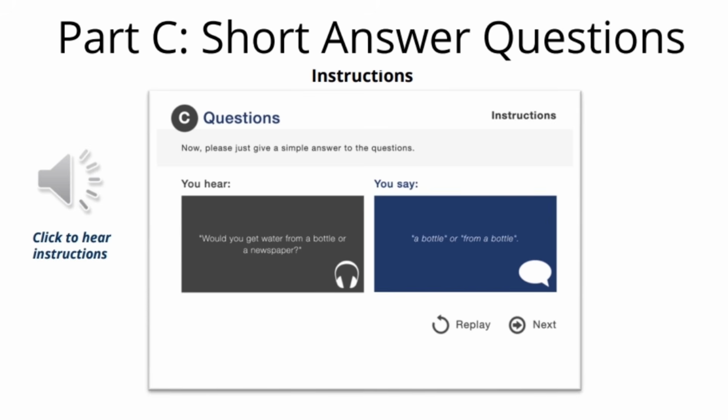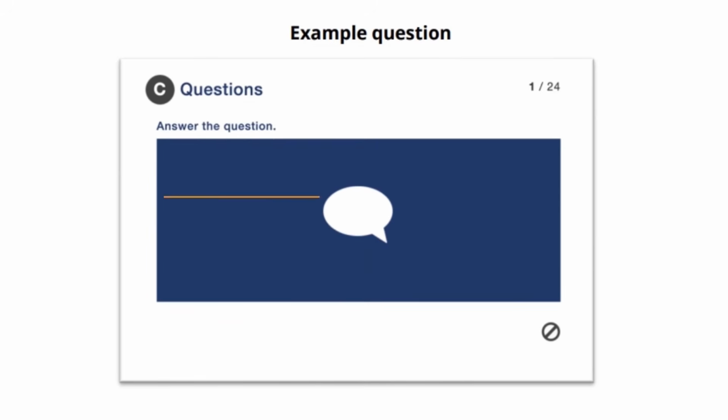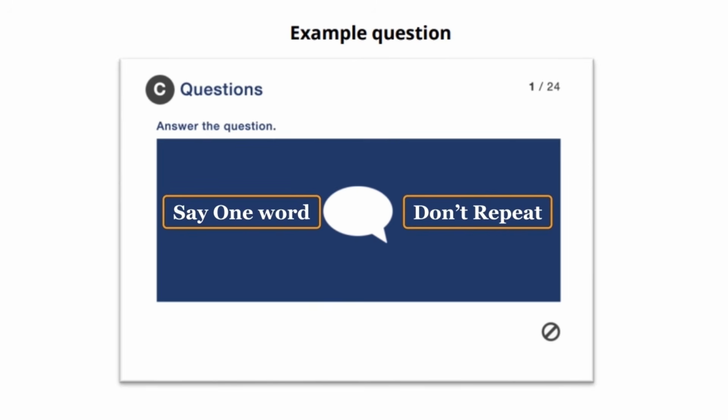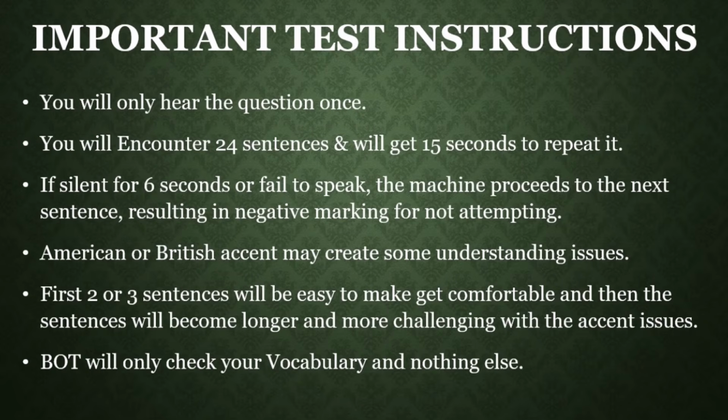You will hear a short question and you need to answer with a single word or a single phrase. For example, bot will say, would you get water from a bottle or a newspaper? And you answer, from a bottle or a bottle. Remember, you just need to say only one word and do not repeat the entire sentence. You will only hear the question once. You will encounter a total of 24 questions. You will get 15 seconds to give a short answer. And the same rule is applicable here as well.